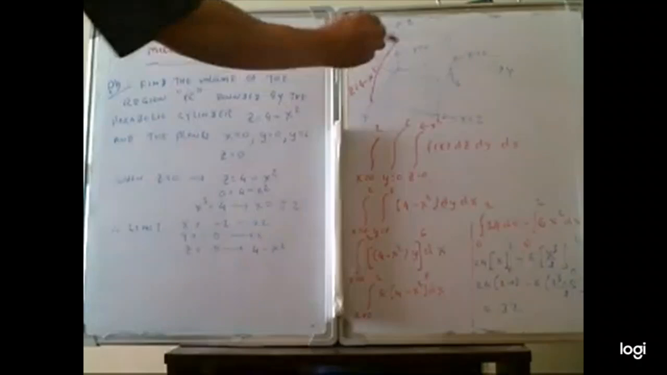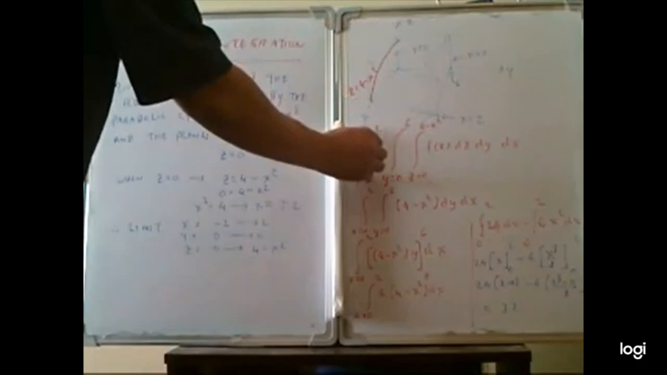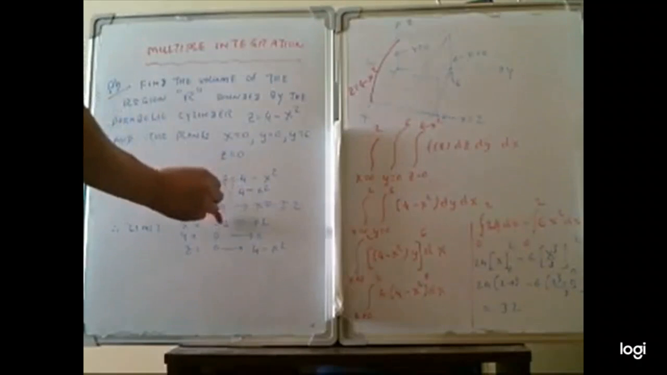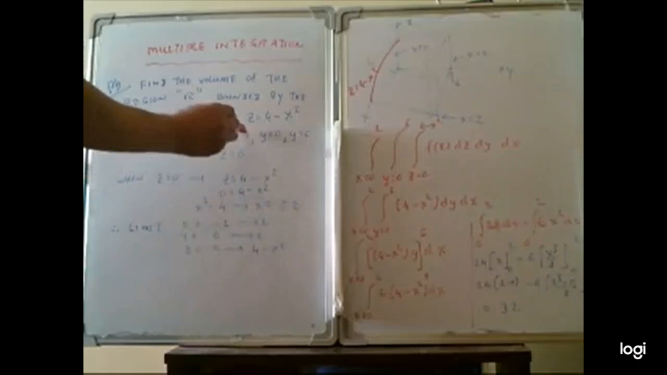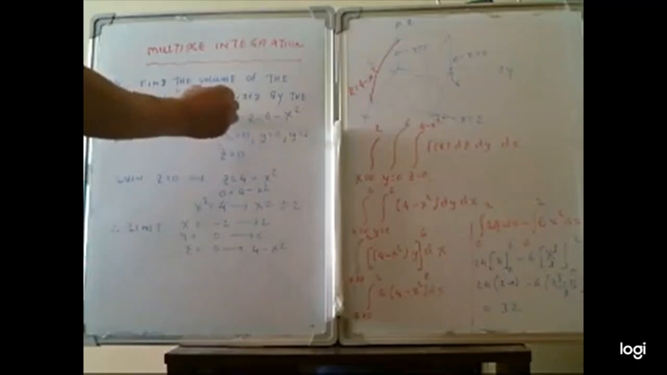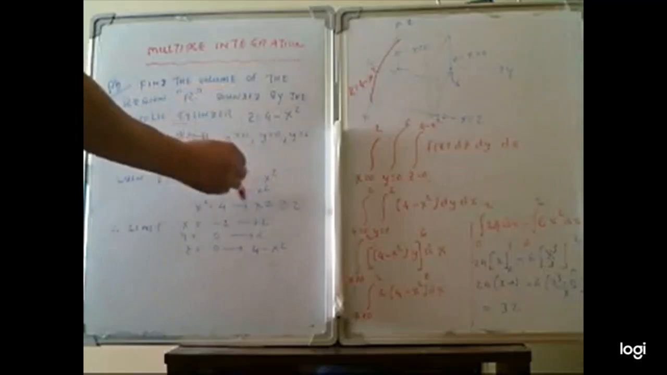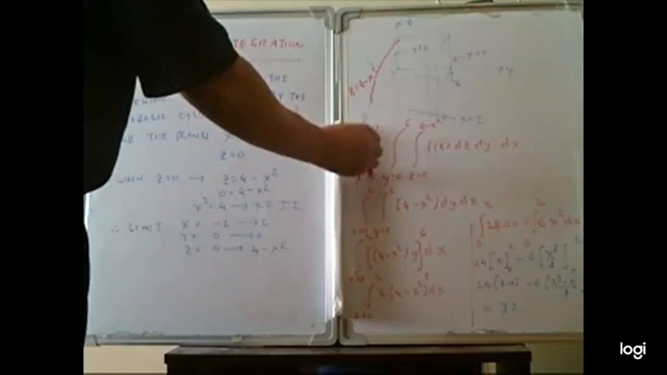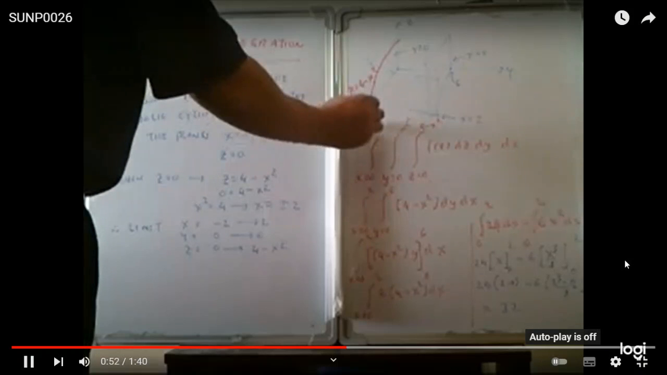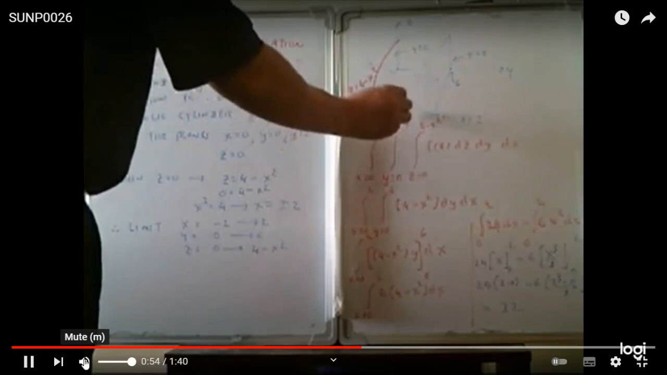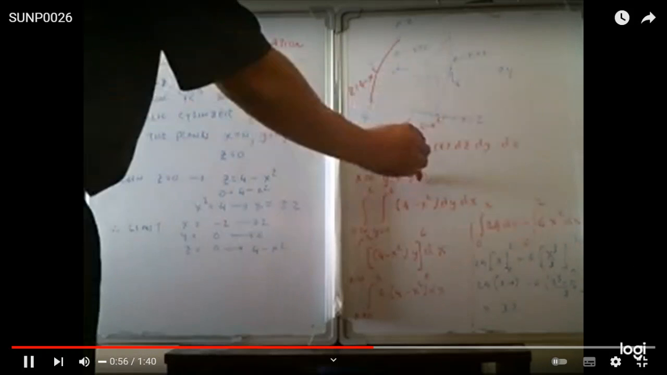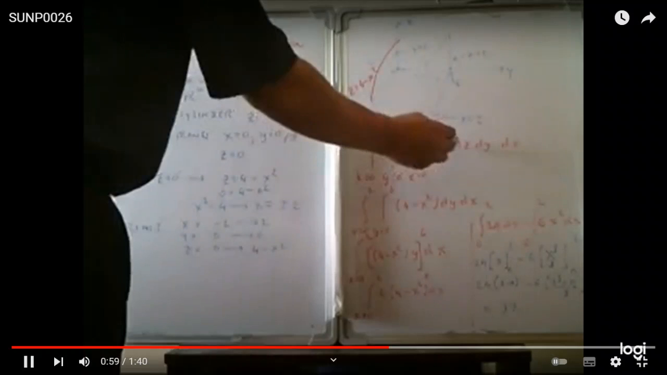So we write down the equation here. In this integration, the x limit is minus 2 to 2, but we don't concern ourselves with the minus 2, because we want to find the area between x = 0 and x = 2. So the x limit is 0 to 2, the y limit is 0 to 6, the z limit is 0 to 4 minus x squared, f(z) dz dy dx.